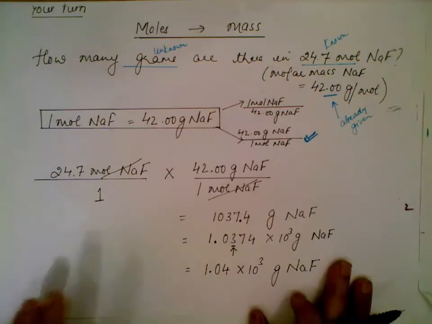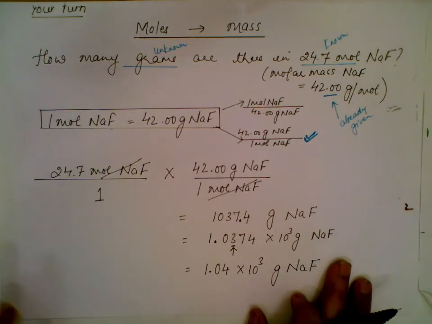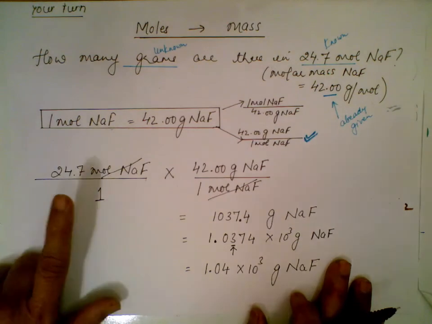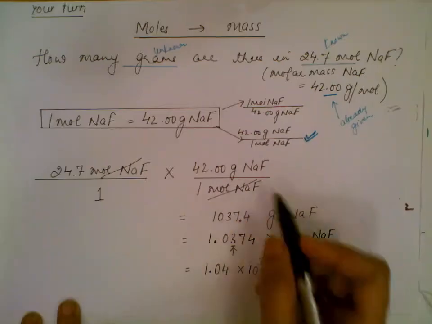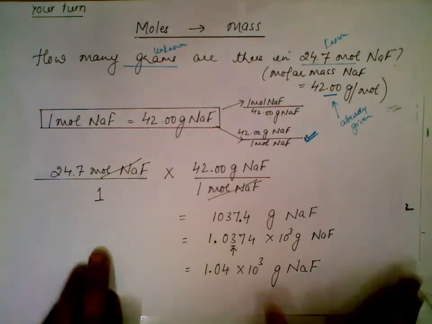So if you have to explain how you would convert given moles into mass or grams, what would you do? You're going to say, we are going to multiply the given moles by the molar mass. The unit of molar mass is grams per mole. That's the unit of molar mass.